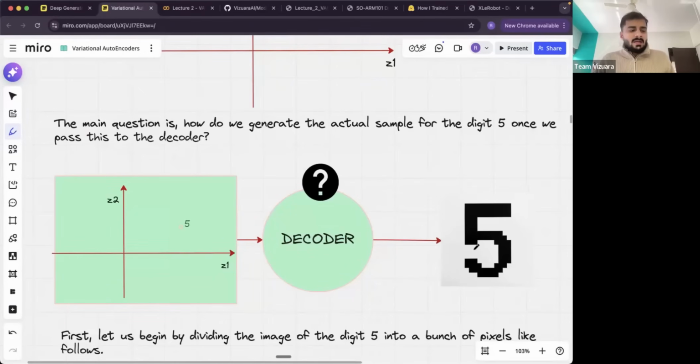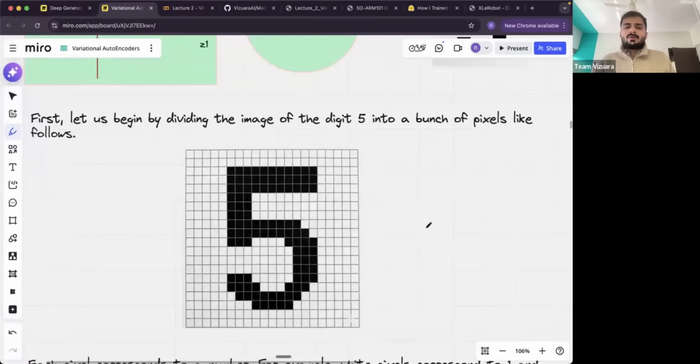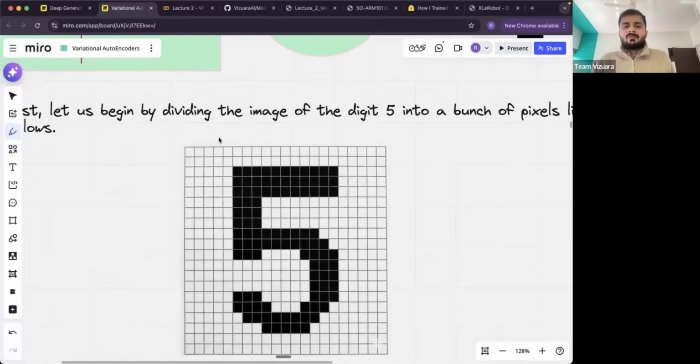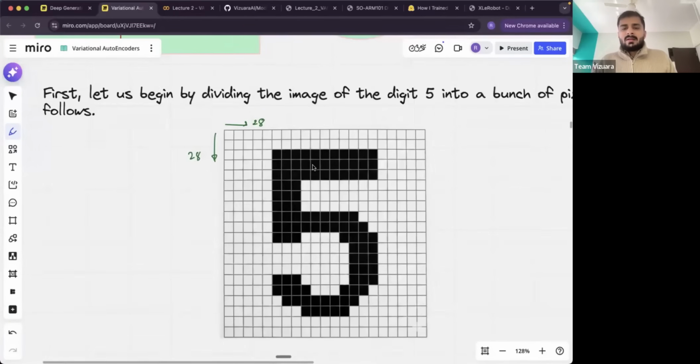First we need to understand how the number 5 exactly looks. We can divide it into a bunch of pixels. Here we have 28 pixels on this side, 28 on this side, so we have totally 784 pixels. For every pixel, we have different values. A pixel intensity of 1 means that it is white, and a pixel intensity of 0 means that it is black. So for every pixel we have values, and every single combination of 784 values corresponds to a specific digit.